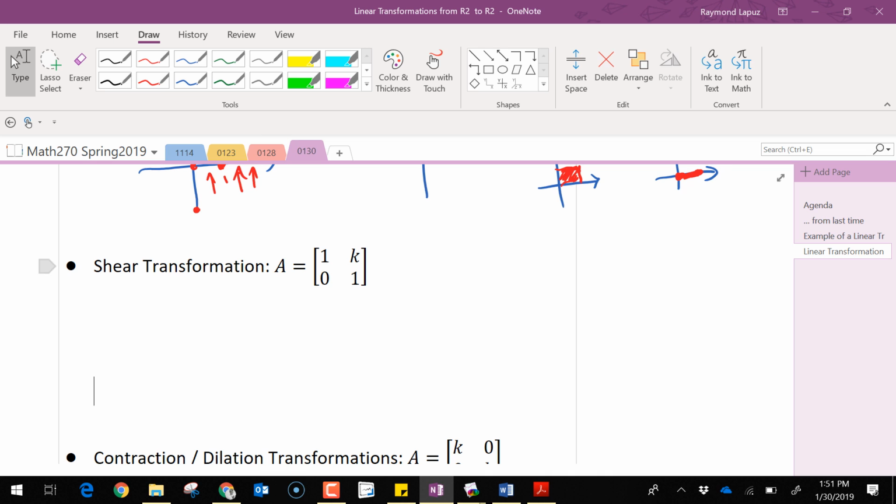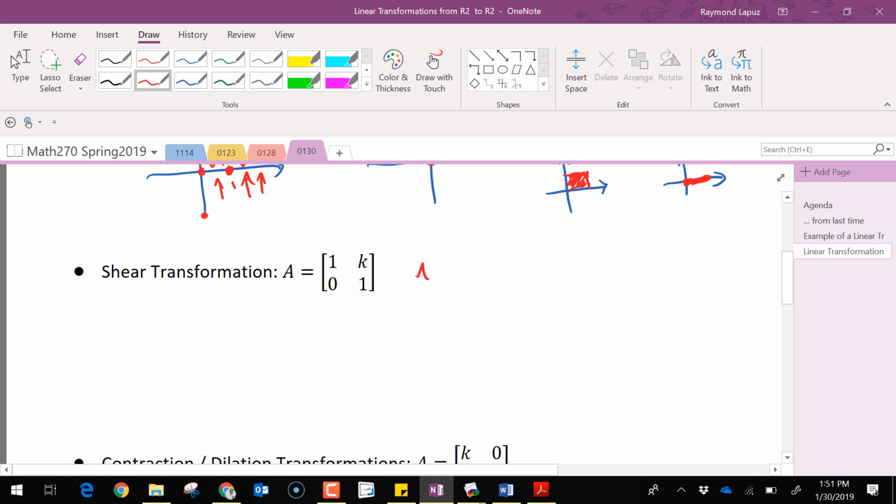All right, the next one is a shear transformation. And this one, let's try to imagine what's going to happen here. Let's take AX again, where X is just XY.